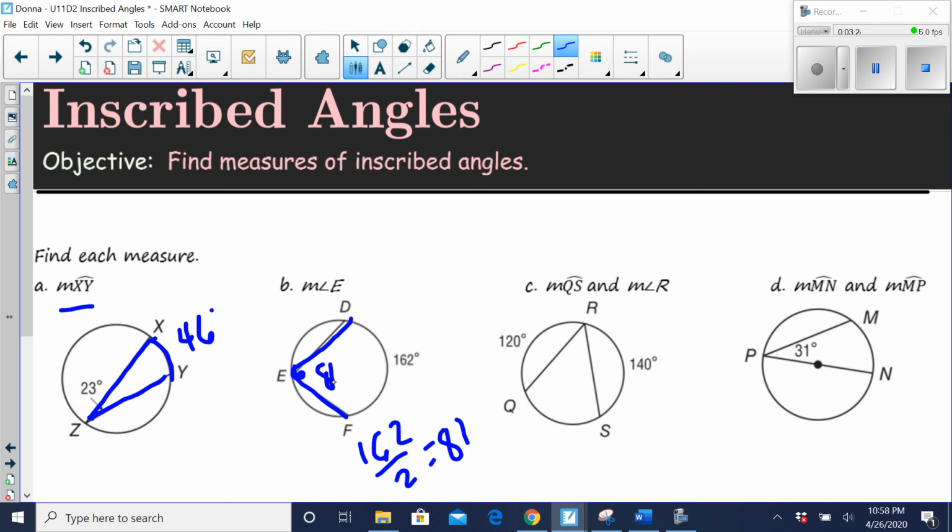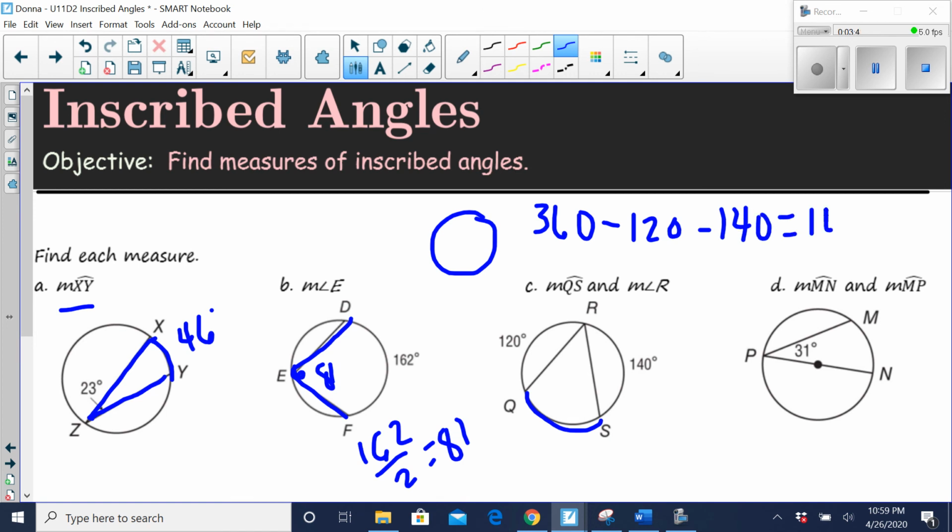Next one says, what's the measure of arc QS? Well, how many degrees in a full circle? Think like a whole rotation. 360 degrees. What do I already have on this circle? Well, I have 120. I also have 140. So if I subtract those, I'm left over with 100 degrees. That 100 degrees is going to be arc QS. And then it says, how do I find angle R? Well, angle R opens up to that arc, so it's going to be half of that arc. So if I take 100 divided by 2, I end up with 50 degrees.